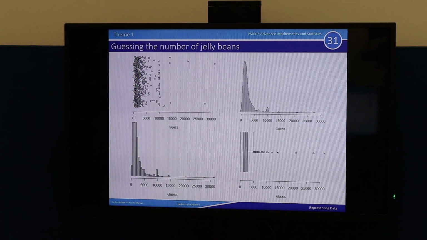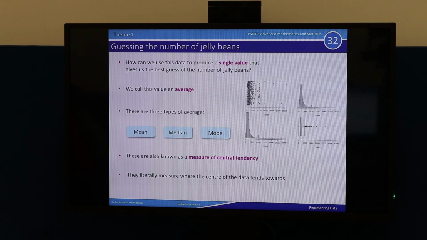So let's have a look at this. Let's have a look at what Ahmed was saying. There's three types of ways of getting a guess from a set of data. Effectively, I've given you a load of data, and I've asked you to produce a single value that you think represents that data. Now we call that value an average. An average is essentially the best guess that you can come up with that describes this data. So literally answering the question, how many jelly beans are in the jar? You come up with an average.